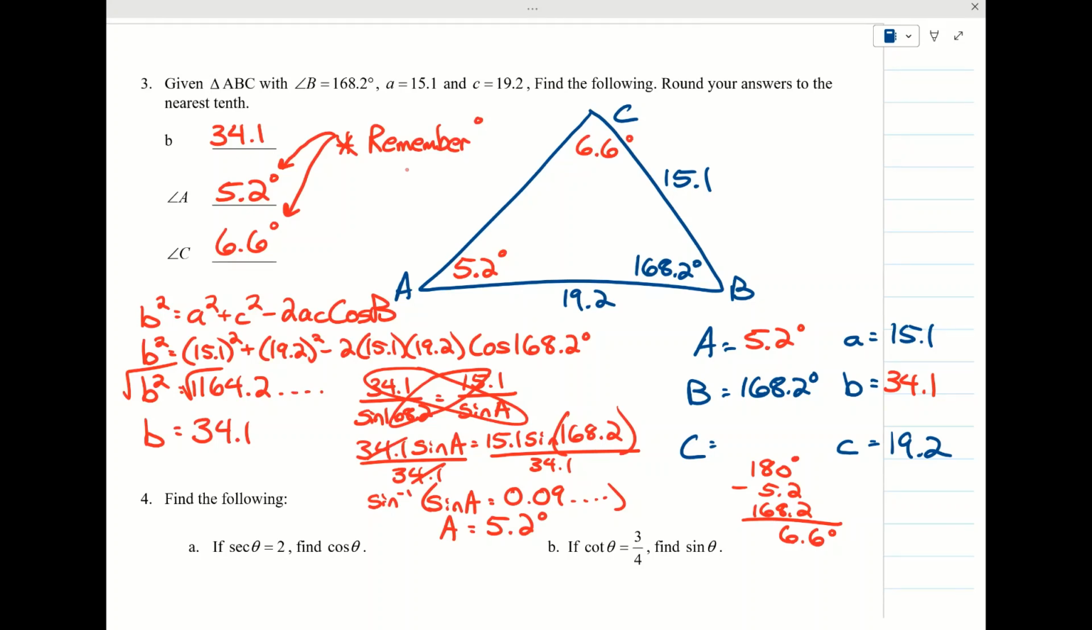Yes, 0.09. So you hit second sine, inverse sine, and then second negative. So you're taking the inverse sine of the previous answer.